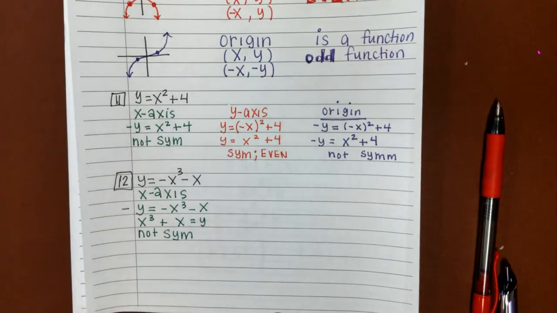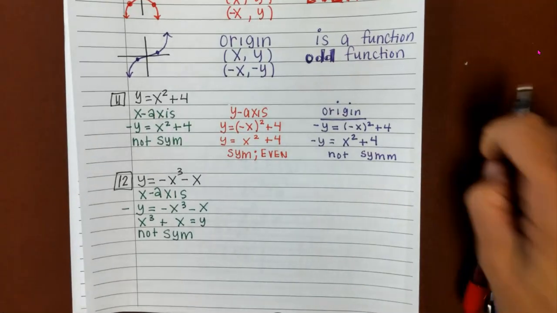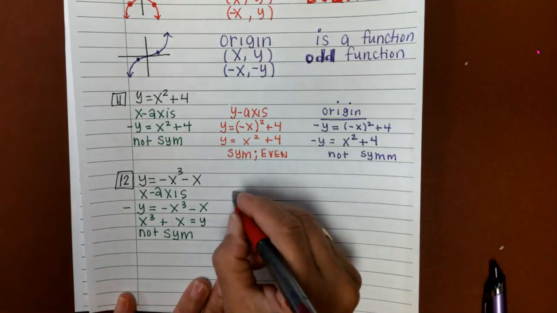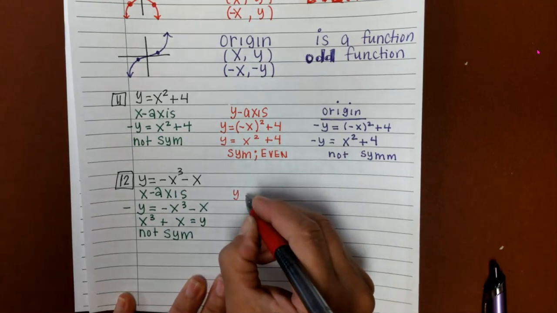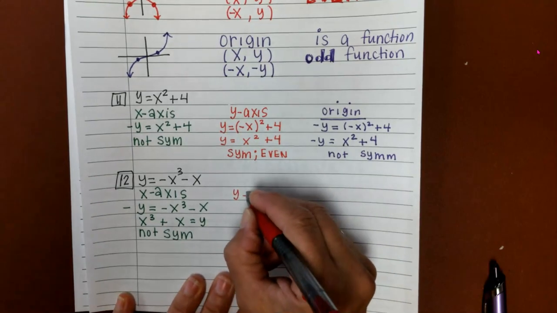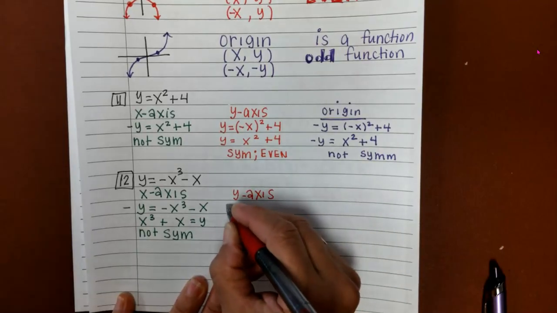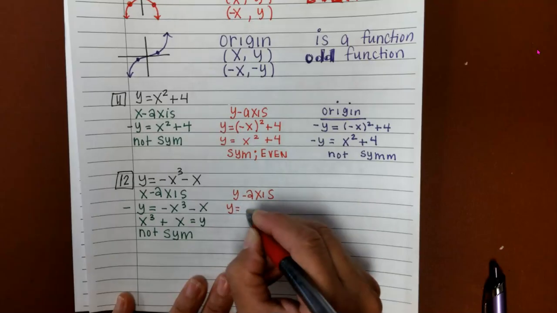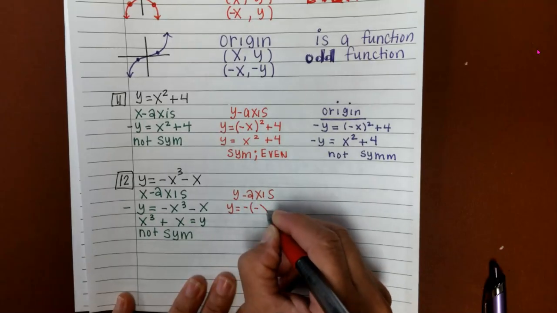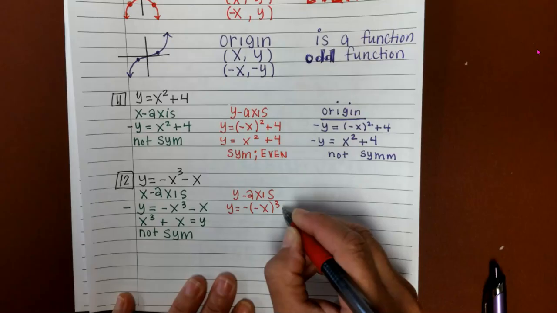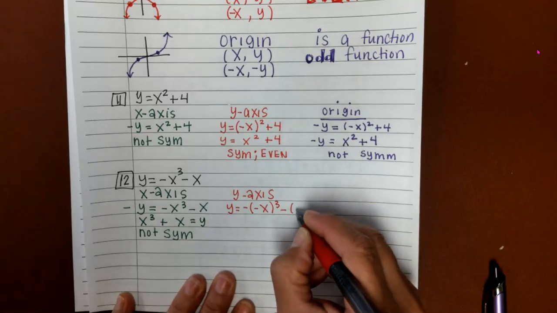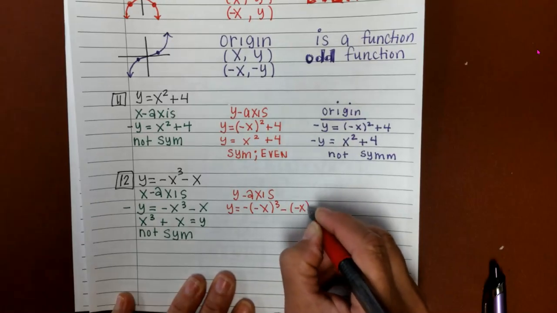All right, so let's try the y-axis. Remember, for the y-axis, I'm changing the x values. So y is going to stay positive, but I'm going to drop in some negatives here. Okay, here we go.